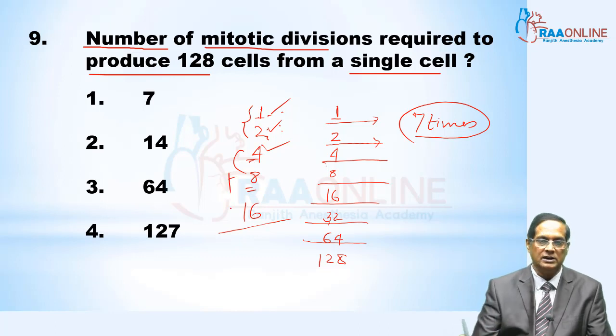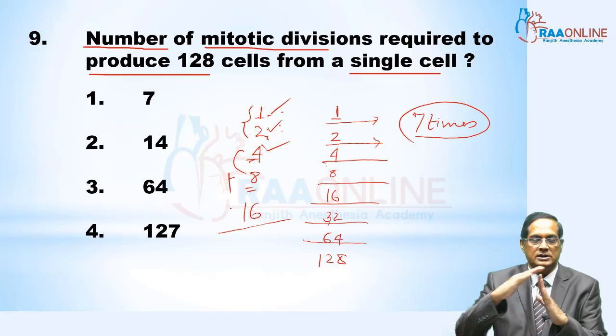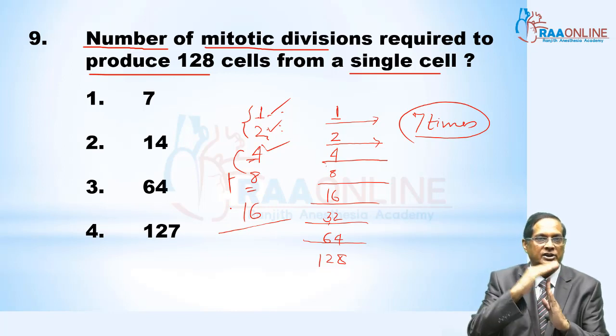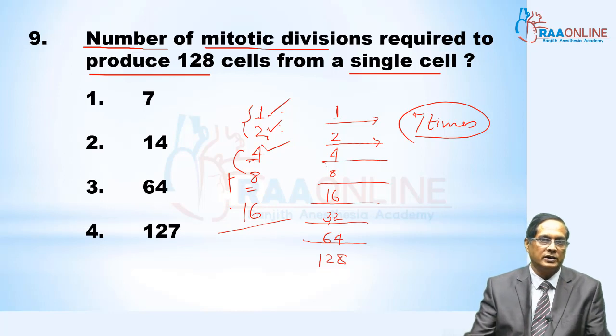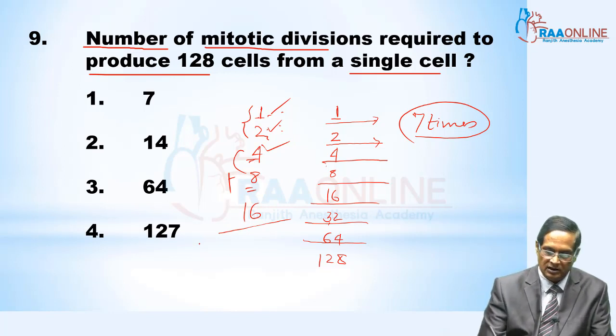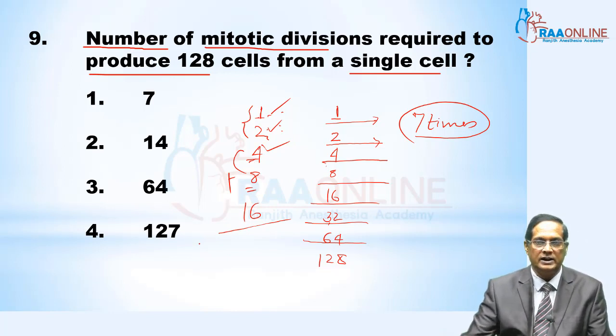Then add this plane number also. So each time, the number of cells at each plane is added to count the number of mitotic divisions. So the answer will be 127 in this manner. That is, count the number of cells up to this level and you will find the answer, 127.